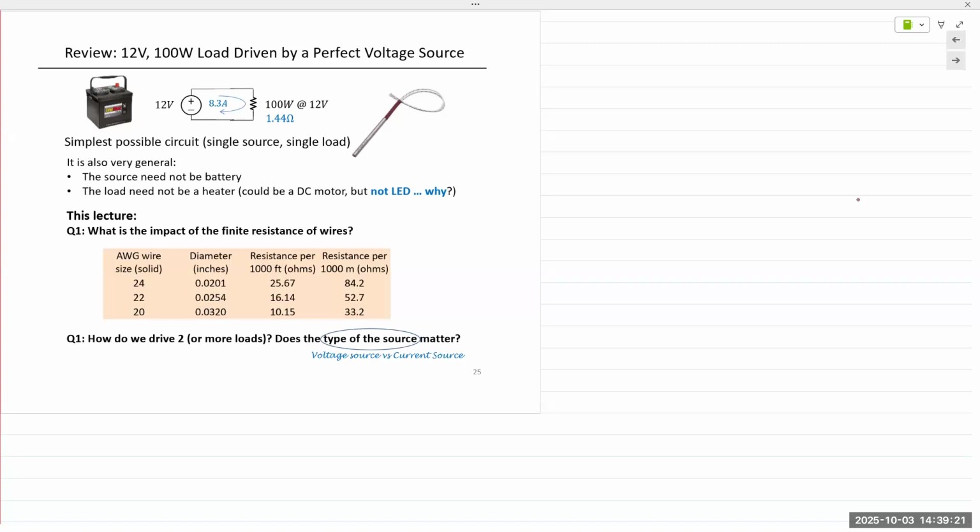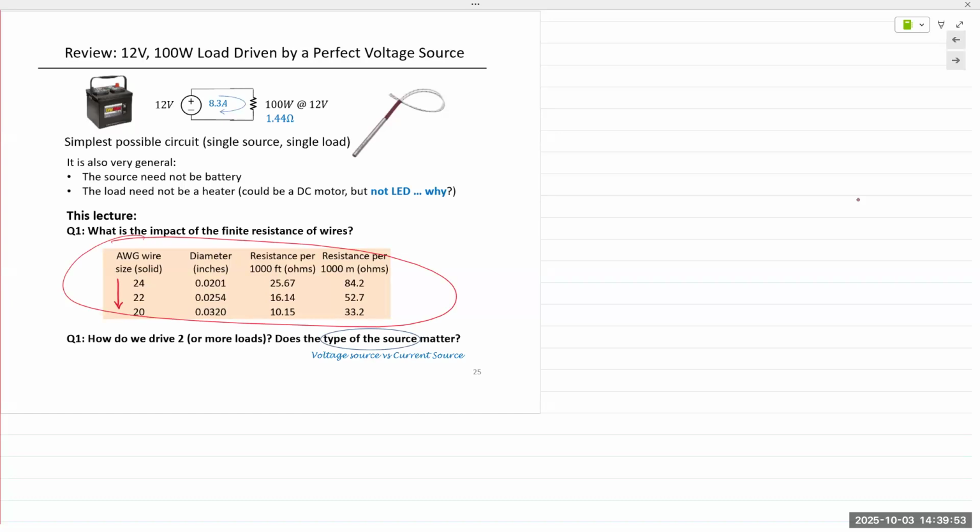So this table here simply shows you the impact of the resistance of real life wires. This number stands for the gauge of the wire. So we have 24 gauge, 22 gauge, 20 gauge, 18, 16. Gauges are weird in that way. The higher the gauge, the thinner the wire. Okay, and the lower the gauge, the thicker the wire.